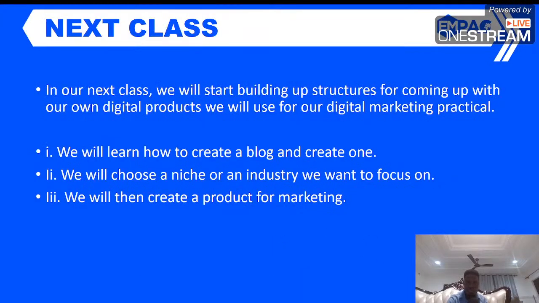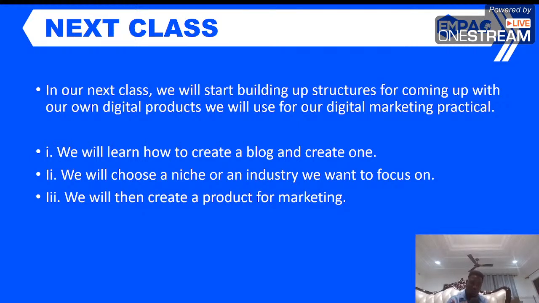So we are moving on. In the next class, we will start building app structures for our own digital product creation. We'll learn how to create a blog, and we'll create one on a very easy, simple and fun platform. That's what we will do in our next lecture. We'll have an introduction to blogging, what is a blog, the theory part. Then we'll zoom into blog creation. So in our next class, every student will be able to have a blog.